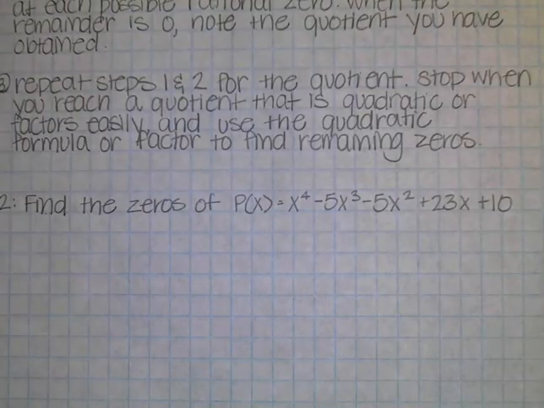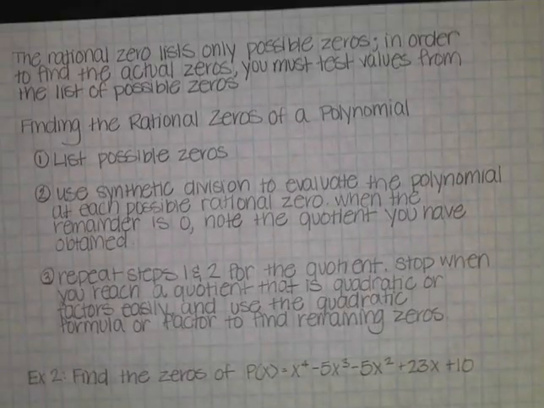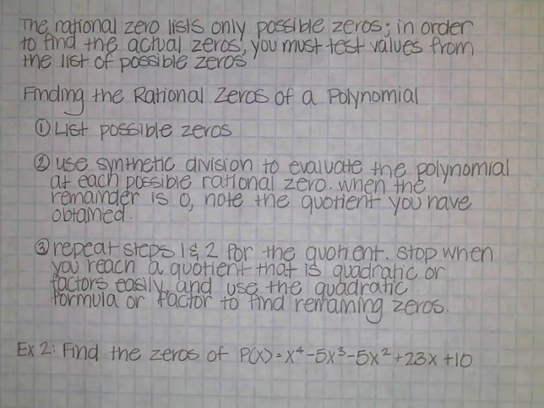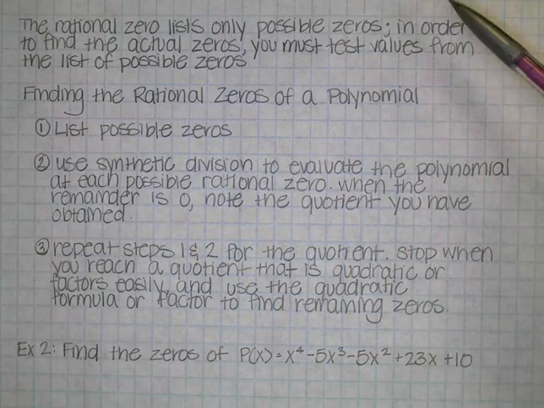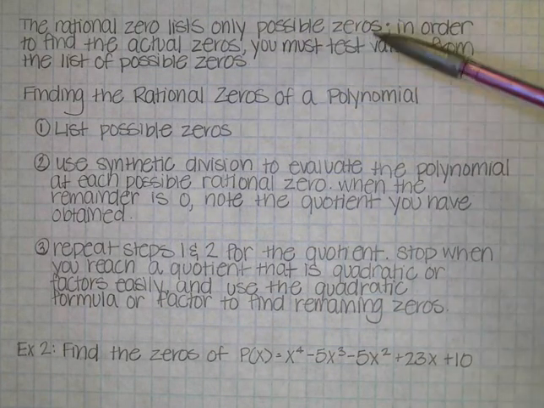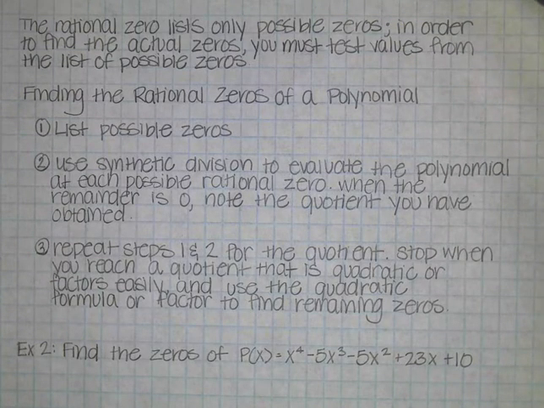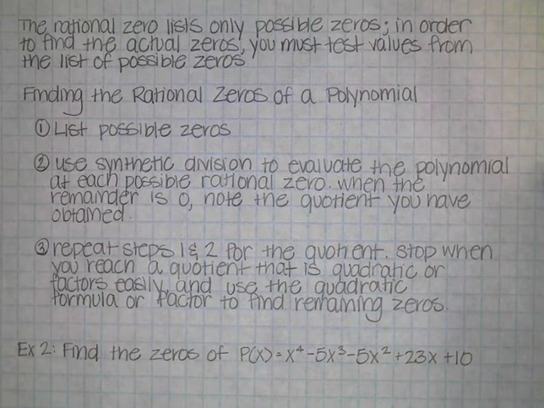Okay, moving on to the next piece. The list we did in the last problem only gives us the possible zeros. In order to find the actual zeros, we must test values from this list. And these are the steps we're going to follow to do this.